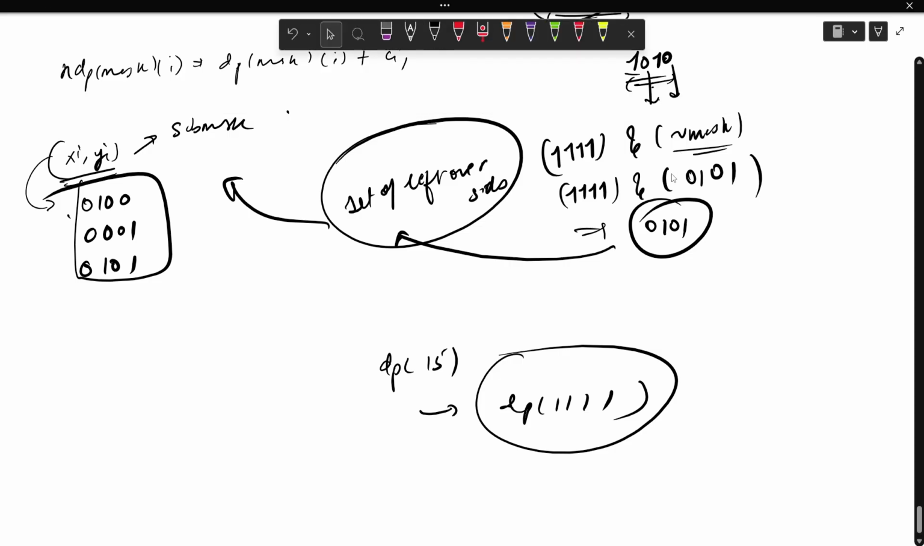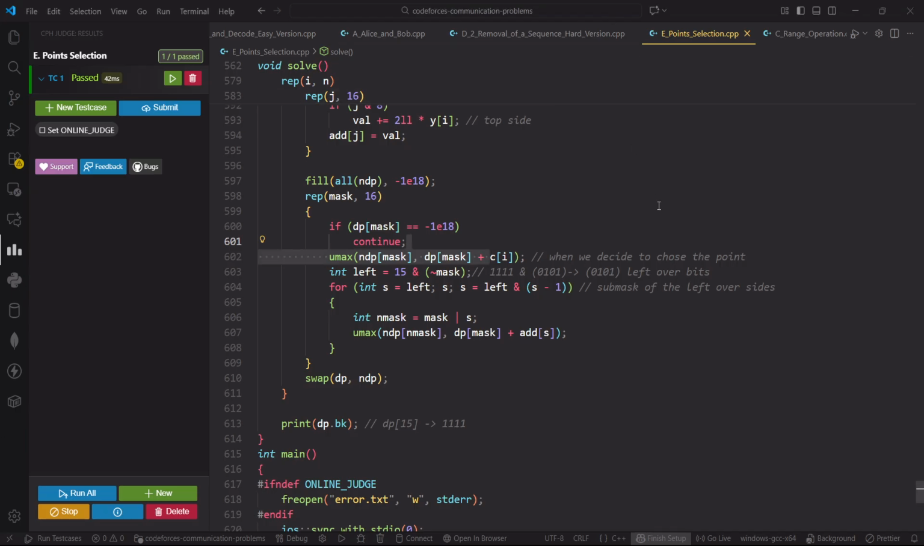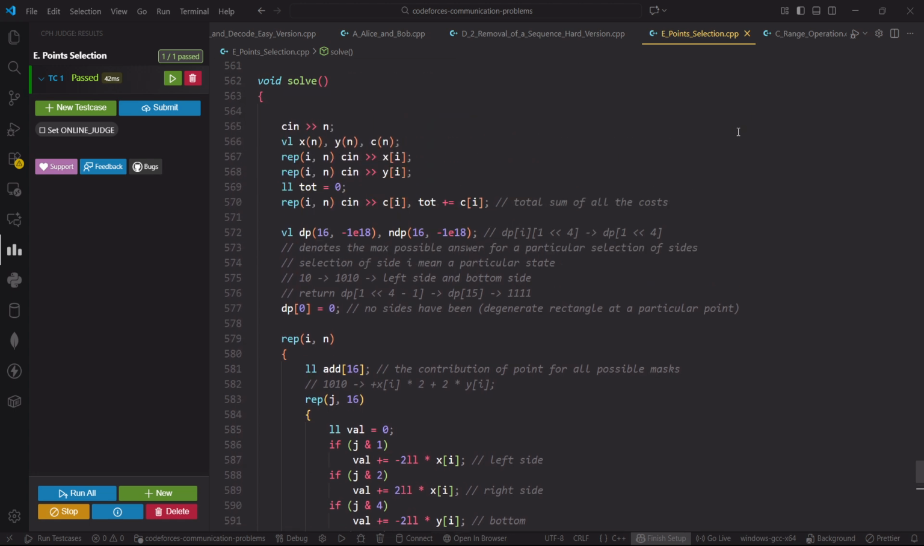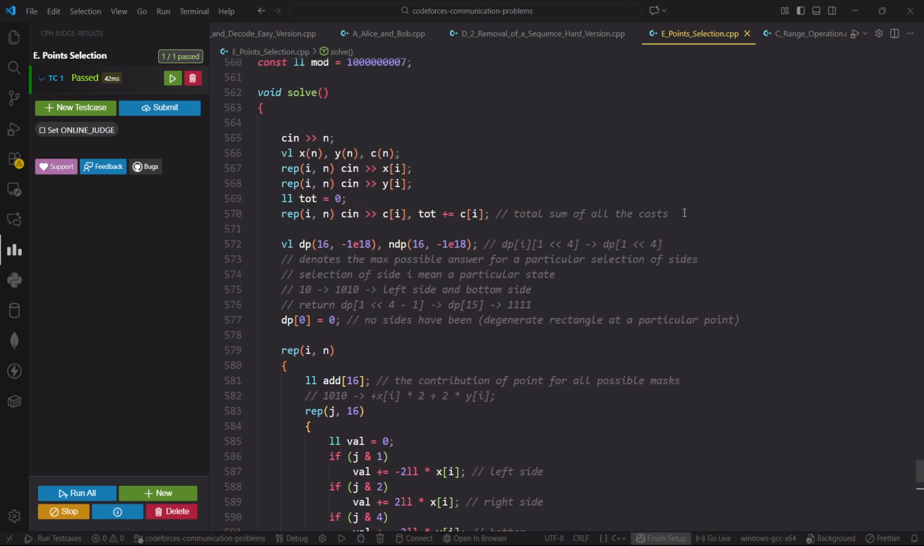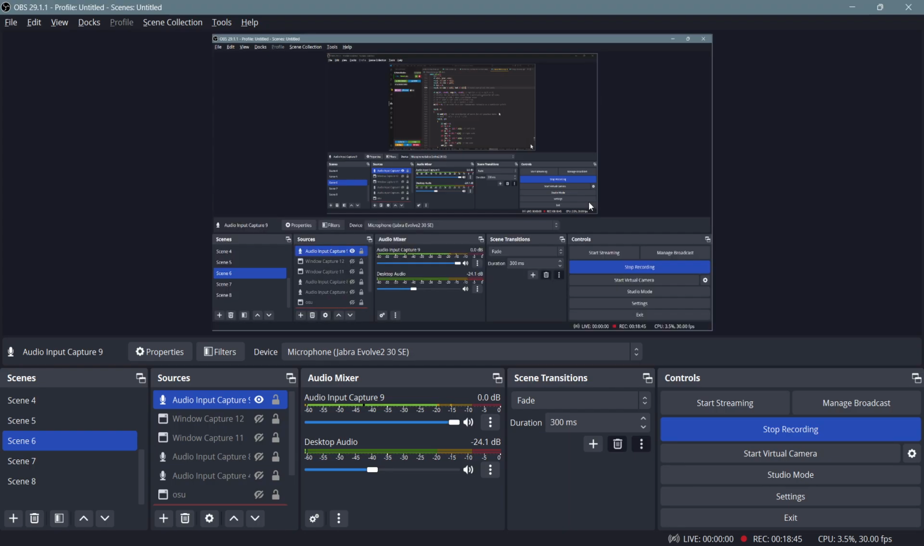So I think we can come to the code now. I'll explain the code in more detail. I think it would be more clear then. Yeah, so this is the code that we have. I have some comments here. So this denotes the total sum of all costs. I think we don't really need it now.